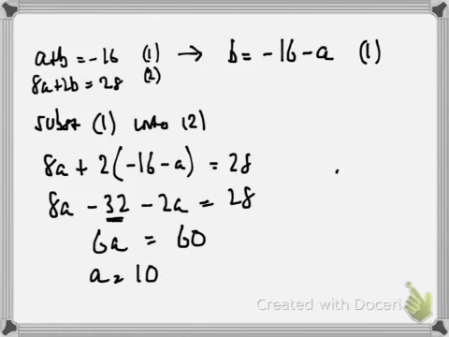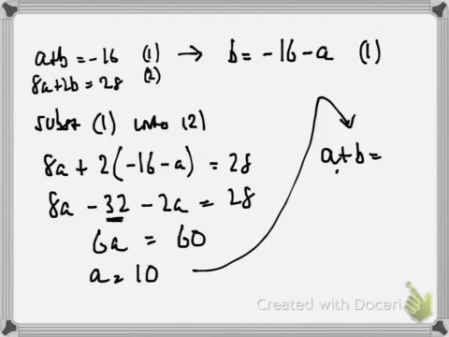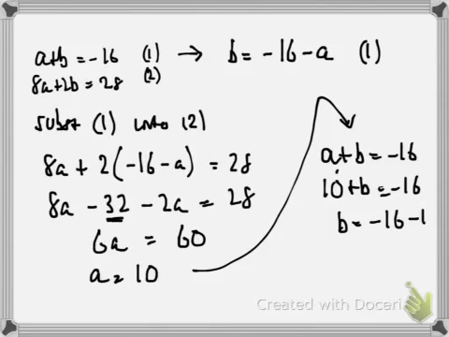Once we've got a, as per usual, we can just substitute. We substitute that into the first equation. So we know that a plus b equals negative 16. 10 plus b equals negative 16. b equals negative 16, take 10. b equals negative 26. So overall answer, a equals 10, b equals negative 26.